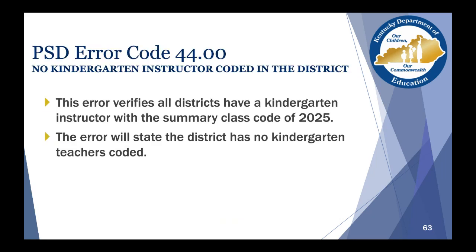Error code 44, yes, your district has to have a kindergarten instructor. So this error verifies that your district does have a kindergarten instructor with a summary class code of 2025. The error will state the district has no kindergarten teachers coded.